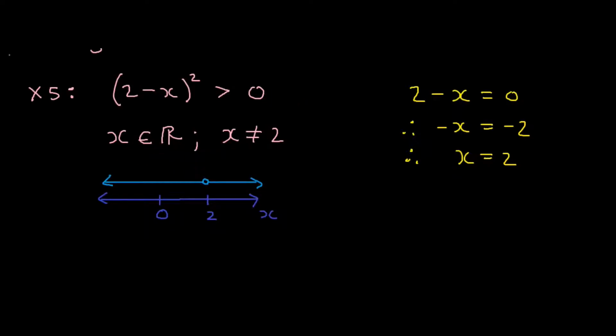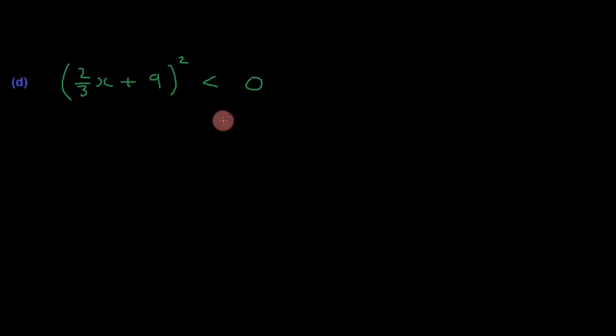Then looking at D, we have (2/3 x plus 9) all squared is less than 0. We know that no real number squared can ever be less than 0, or negative. So in this case, there is no solution to this inequality. So no solution. Let's look at the last inequality.